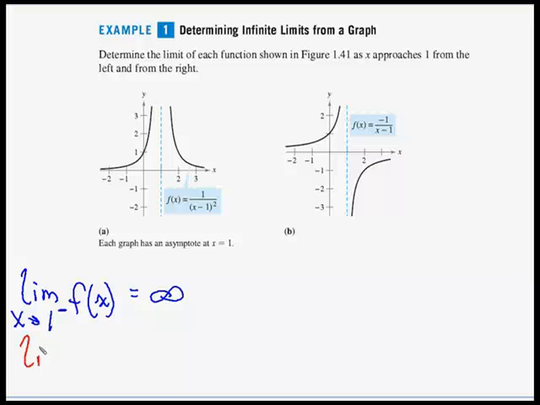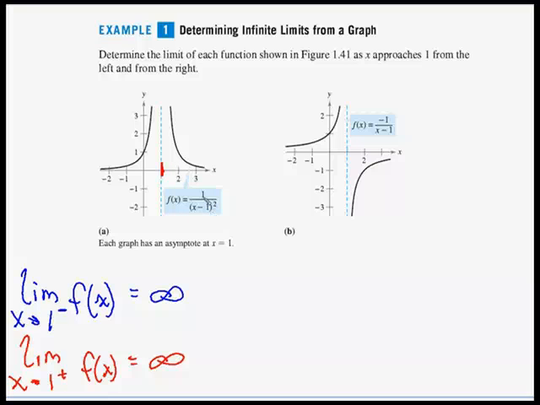And the other one, the limit as x approaches 1 from the right, from the plus side. So here again is 1. We're on the plus side. We're heading up again. As we get closer and closer, we can see graphically that we're also headed off to positive infinity.